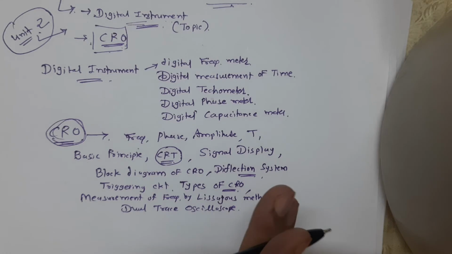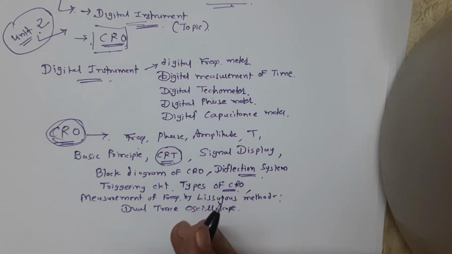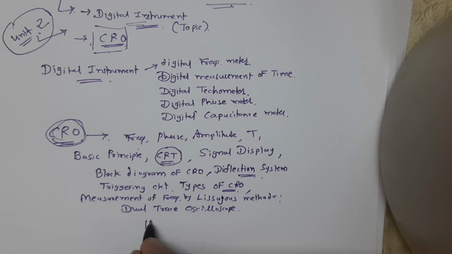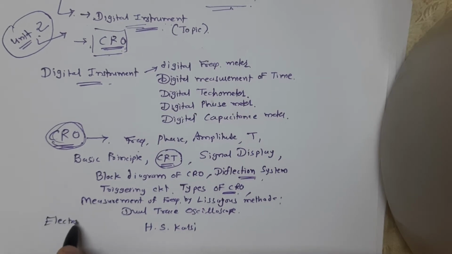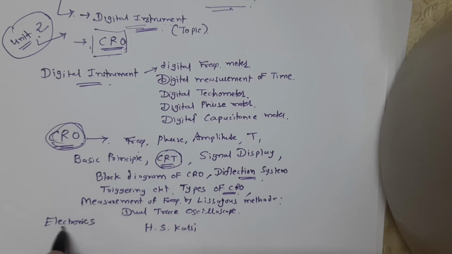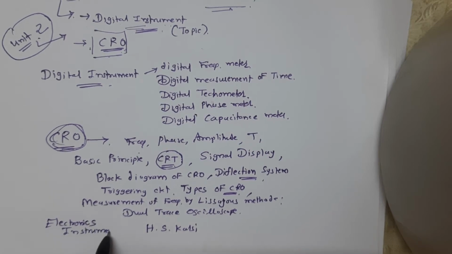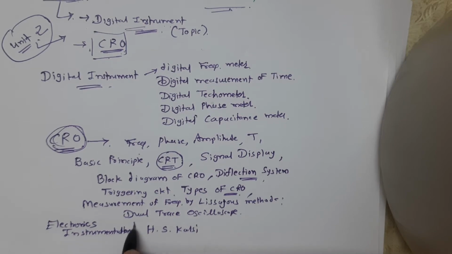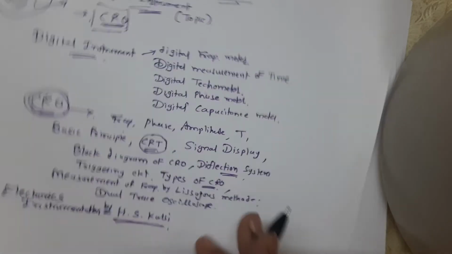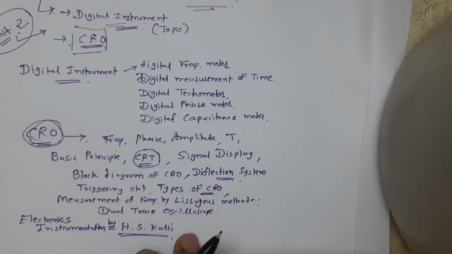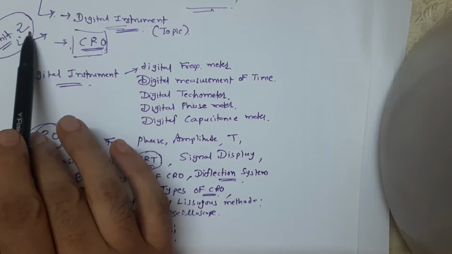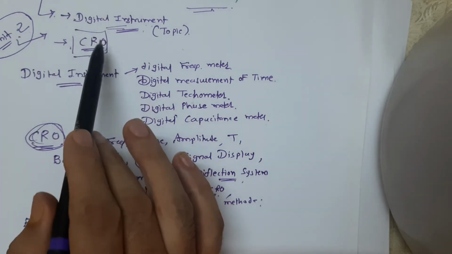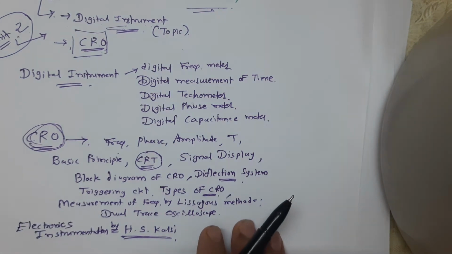The book we are using here is Electronic Instrumentation by H.S. Kalsi. H.S. Kalsi is the writer of this book. So in this way, in paper number EL5503 unit 2, we first of all discussed these two topics.